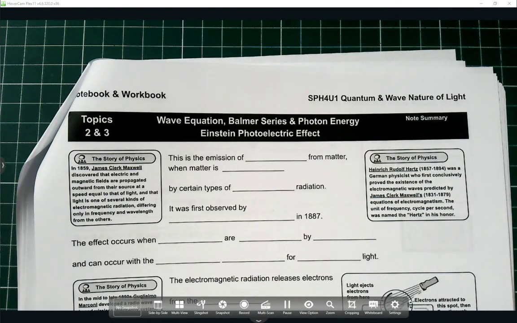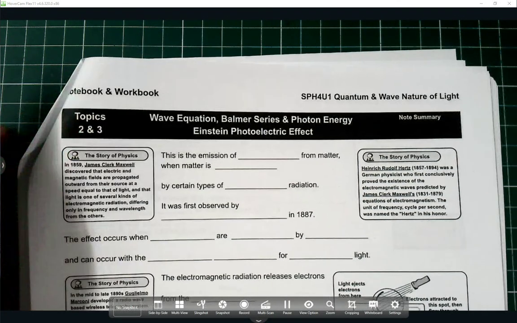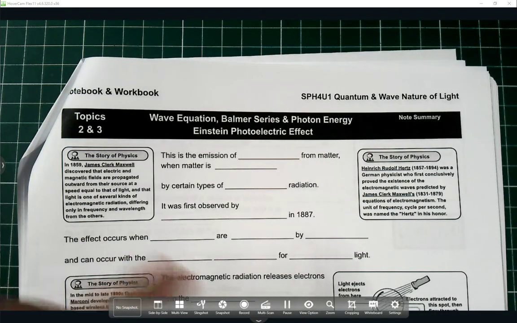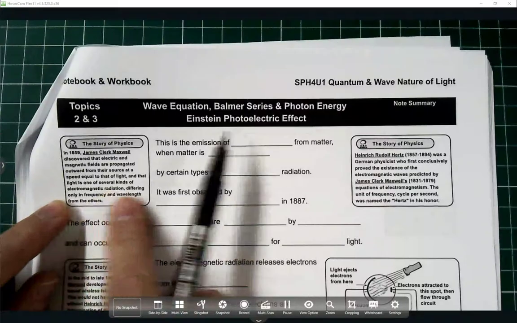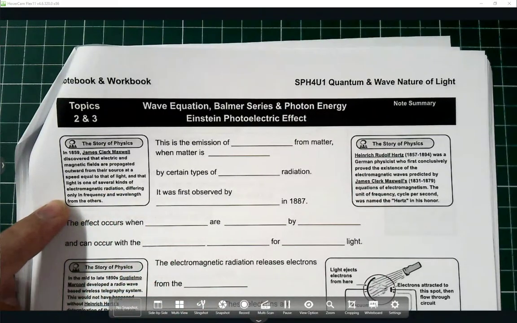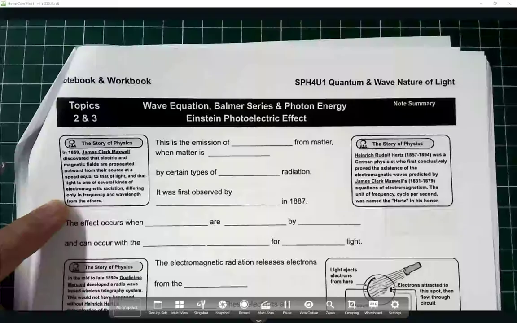We've got this idea of wave equations and the Balmer series, photon energy, the photoelectric effect, and it's all happening at the same time. Anyway, there's a bunch of info blurbs here. You can read the history on these things. These are just people's personal lives and stuff.